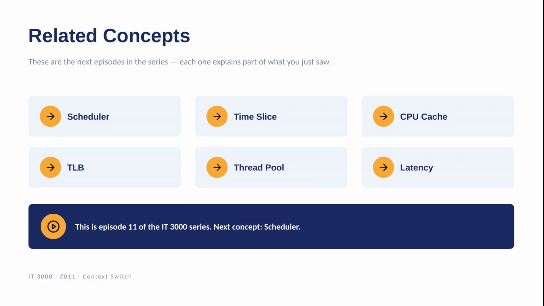With those distinctions in place, it's worth zooming out. Each concept we've touched on here, the scheduler that decides who runs next, the time slice that bounds how long they get, the CPU cache and TLB that quietly pay the price, the thread pool that amortizes it, and the latency you feel when it all adds up. Each of these is its own episode ahead. We start next with the scheduler, the mind behind the sleight of hand.